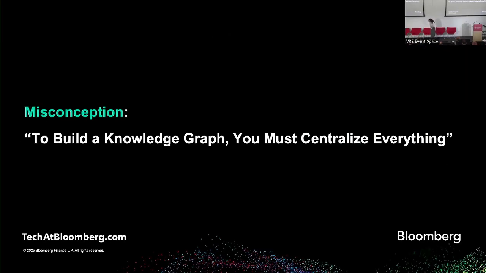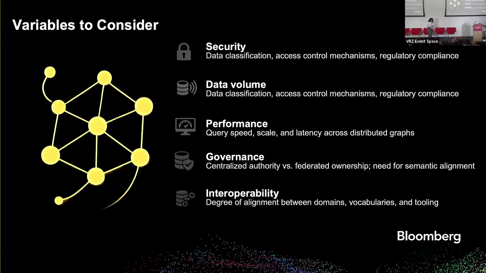And last but not least is the misconception that with a knowledge graph, you must centralize everything. That is not true. There are variables you have to consider prior to deciding on your architecture. What is the security of the data? Sometimes you cannot move the data into a central knowledge graph place. What is the volume you're dealing with? What's the query speed, the scale, the access control mechanisms? What's the performance you're expecting? What's the governance? Do you have a central authority, or do you want a distributed governance model? And the level of interoperability and alignment that you're expecting.